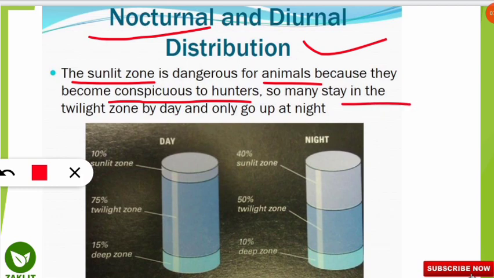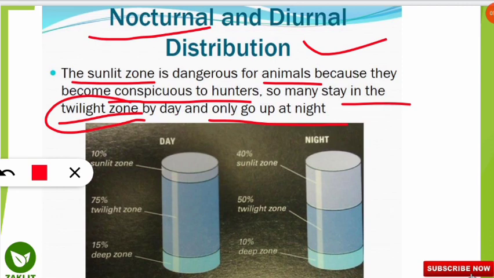So many stay in the twilight zone by day and only go up at night. Most of the organisms live in the twilight zone in order to avoid the predator. So when it is asked which zone is comfortable for them, you should not mention the sunlit zone. It will be the twilight zone, which is comfortable for the prey in order to avoid the predator.